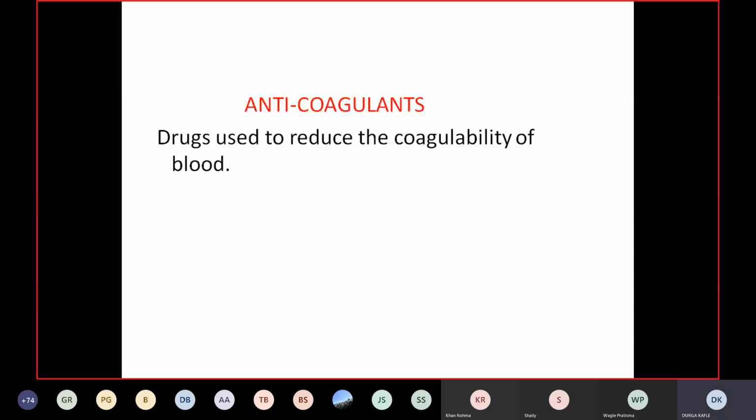So this finishes our coagulants. Now we start with anticoagulant agents. So any doubt in the coagulants? Systemic and topical are the local hemostatic agents.